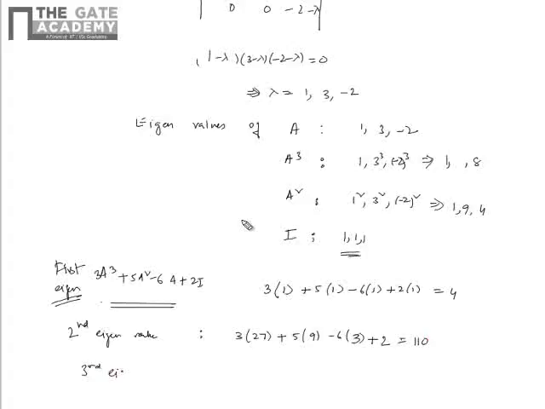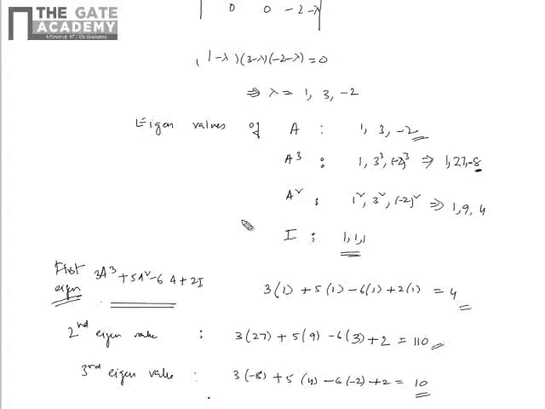Now the third eigenvalue will be 3 times minus 8. It's minus 2 whole cube, so this will be minus 8. Actually we have not written minus here. So minus 8, plus 5 into 4, minus 6 into minus 2, and then plus 2. If we evaluate it, this value comes out to be 10.